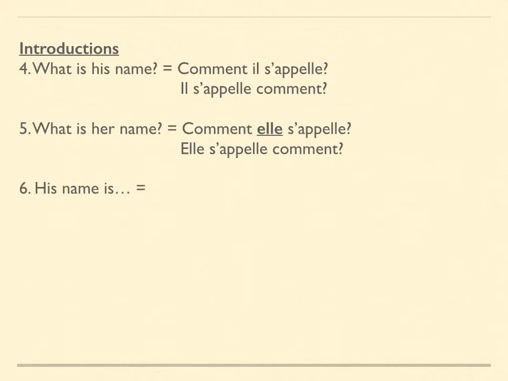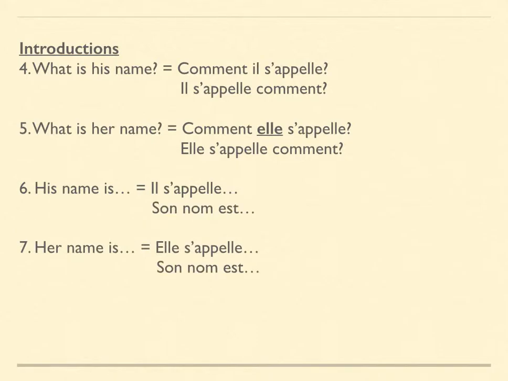To explain, to say what this person's name is, to say his name is, we can just say il s'appelle, whatever his name is. Il s'appelle Bob. For her name is, elle s'appelle. Elle s'appelle Marie. However, just like before where we had mon nom est as a second way to answer, here we can say son nom est. Son nom est.